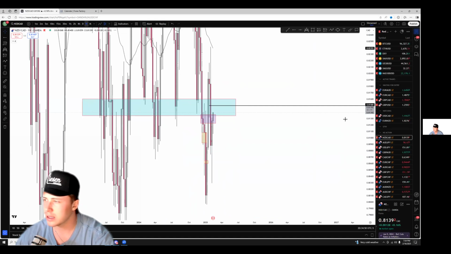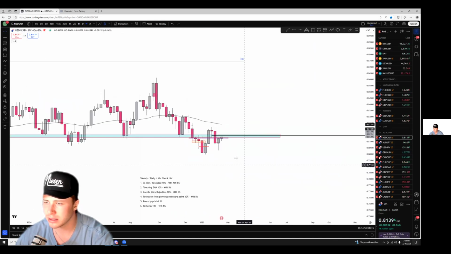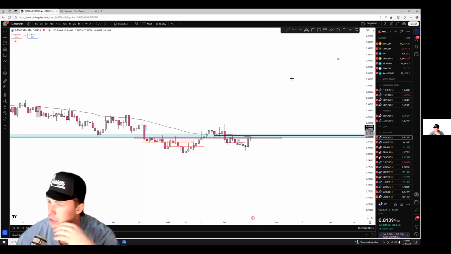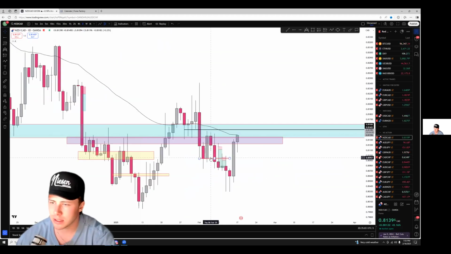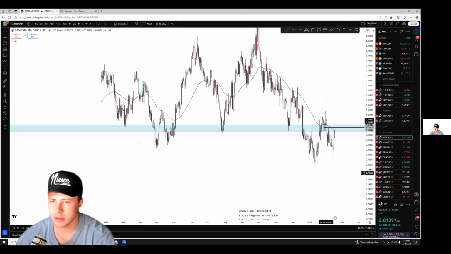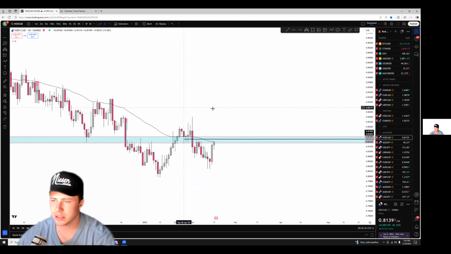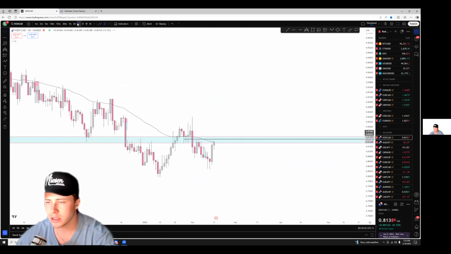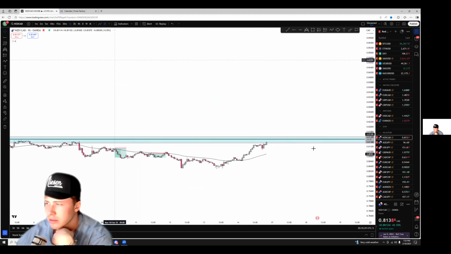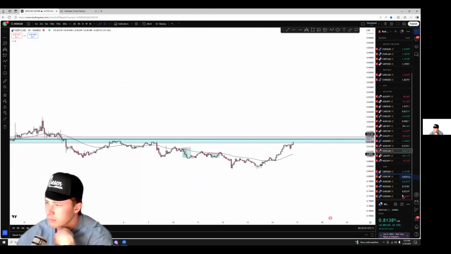NZD CAD. I am not interested in this just by looking at the candlestick on the daily. Huge daily candle. Let's get rid of some of all this extra stuff that we don't need. Okay, so we could be seeing a double top retest here. Daily is still bearish. As of now, it's still bearish. 4-hour is bullish. Yeah, I'm not really interested in this. Not very interested in that.